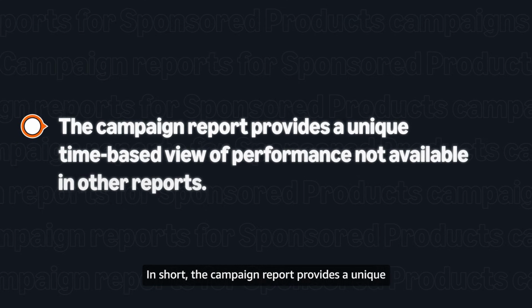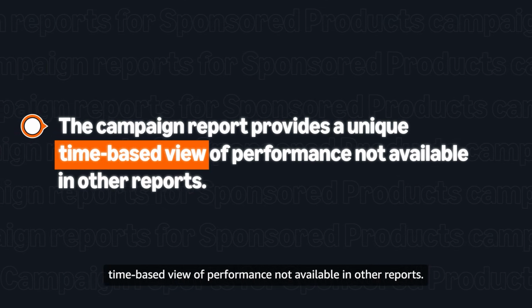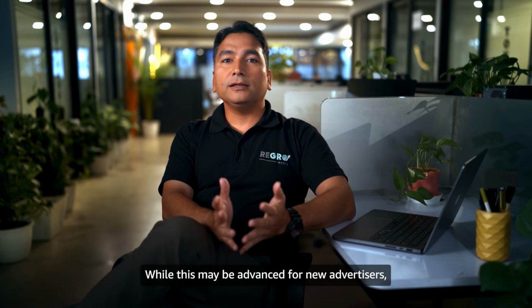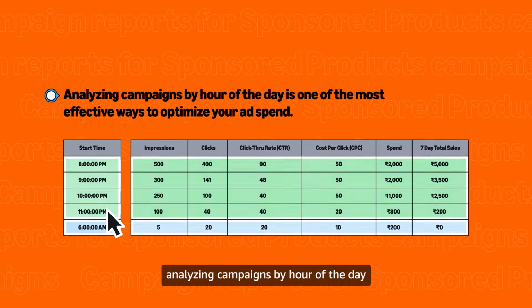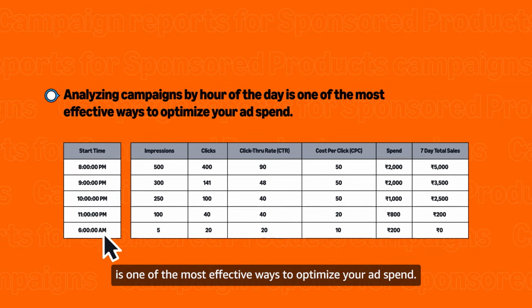In short, the campaign report provides a unique time-based view of performance not available in other reports. While this may be advanced for new advertisers, analyzing campaign by hour of the day is one of the most effective ways to optimize your ad spend.